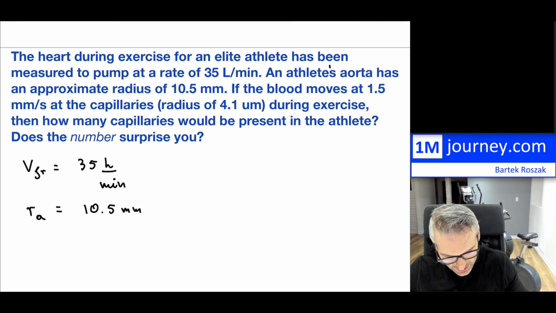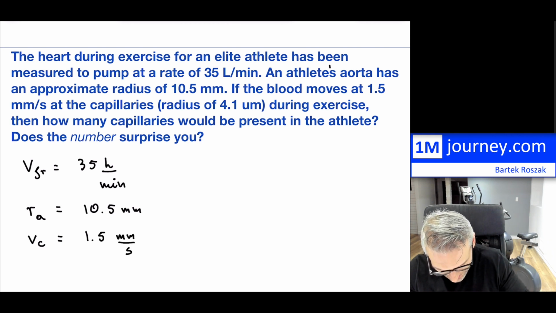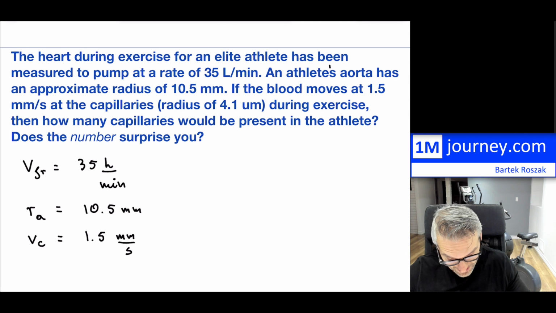Blood moves at 1.5 millimeters per second at the capillaries. So that's interesting, as we can see there. So what does that mean? We have the speed at the capillaries, so I'll put a little c in there, and that's going to be 1.5 millimeters per second. So it doesn't move that fast. The only thing is we have quite a lot of capillaries.